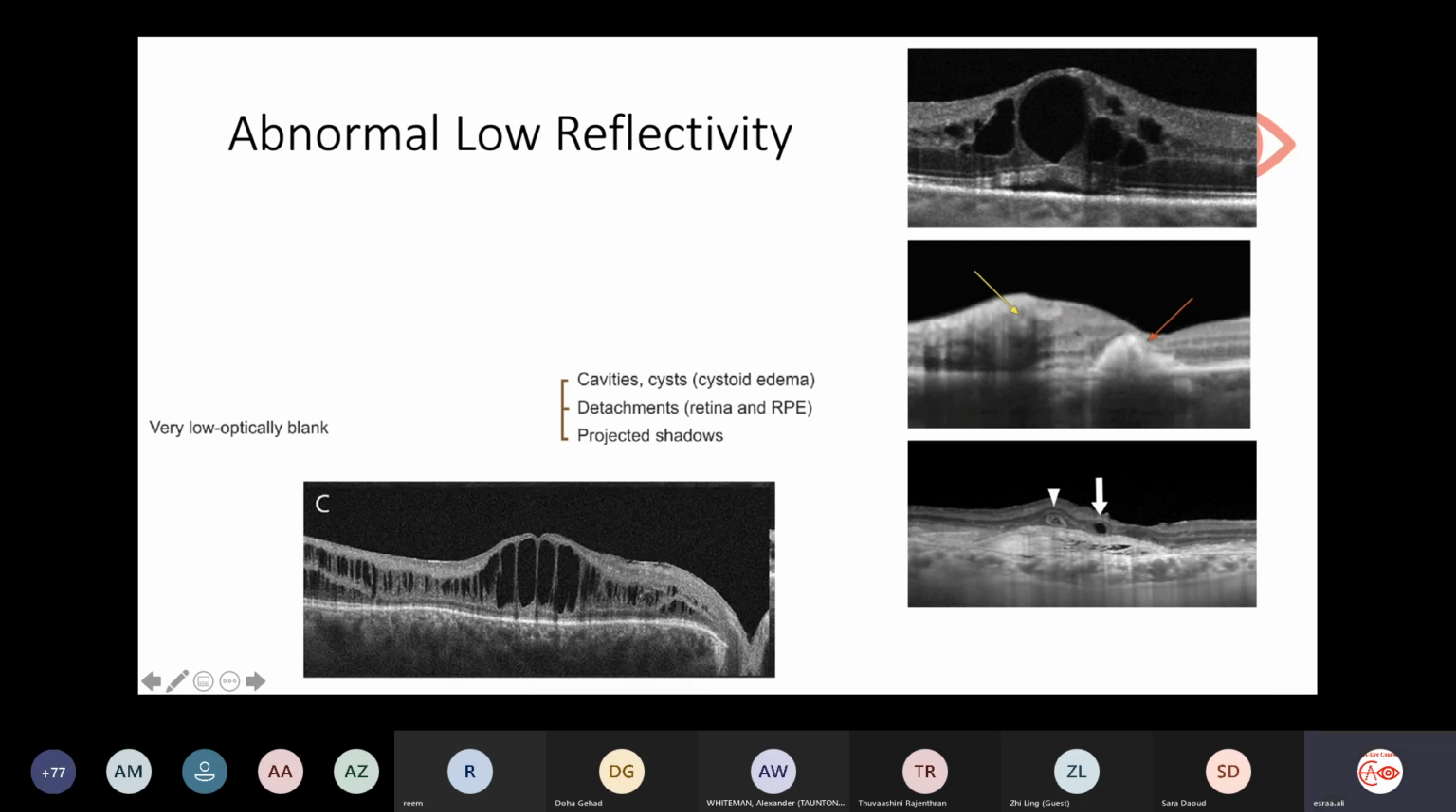This is an OCT image showing also optically blank spaces, but involving many layers and basically extending through the whole retina. So these are most probably schitic changes or retinoschisis more than cystoid edema.